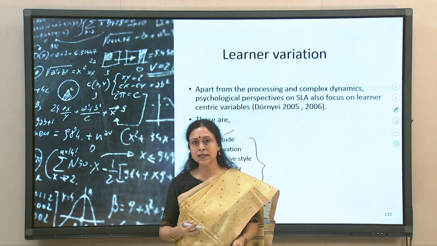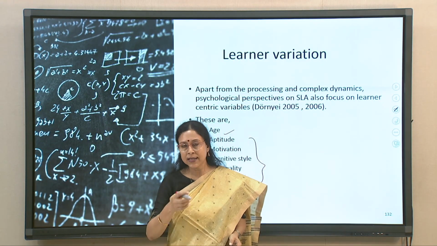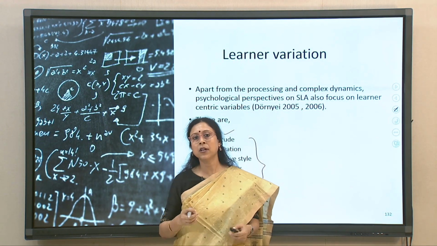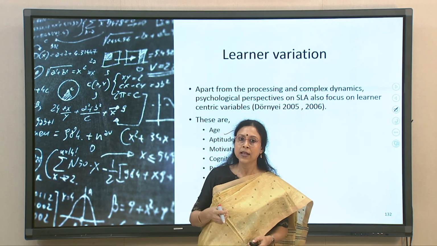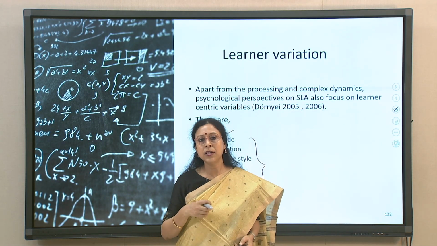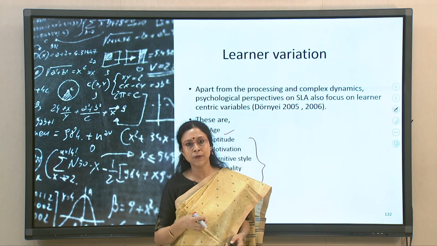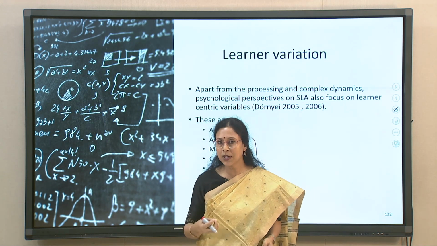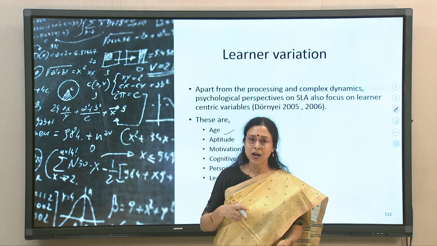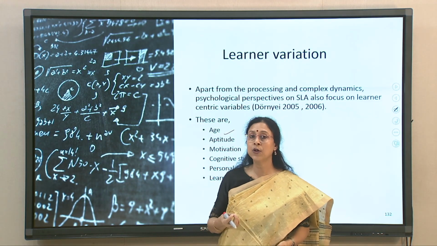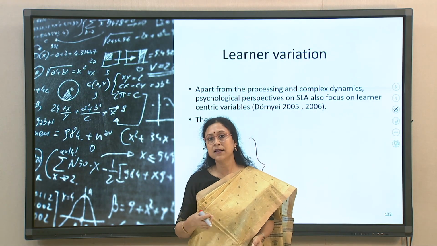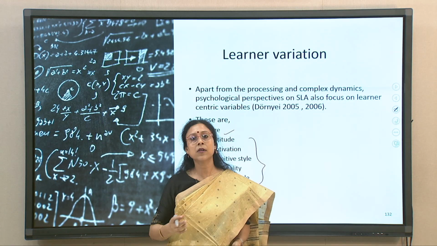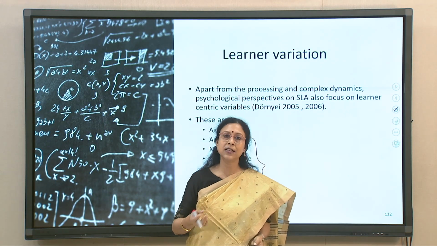So, it is not only age, not only aptitude; these are not independent of each other, not exclusive of each other. For example, if you are a young person learning a language, but your learning style is such that you take a lot of time to learn, then it will not work. On the other hand, a person who is much older, but has a cognitive style and learning style that is more conducive to learning language faster, then he will learn faster.